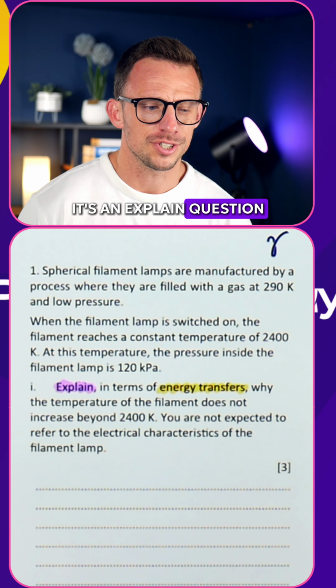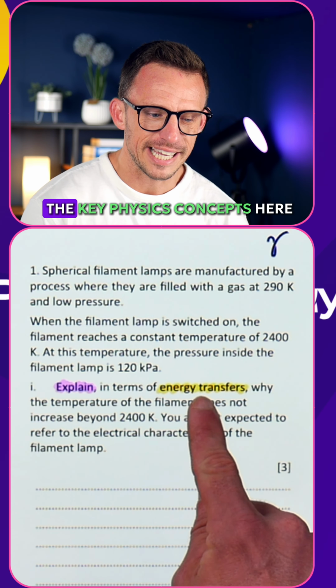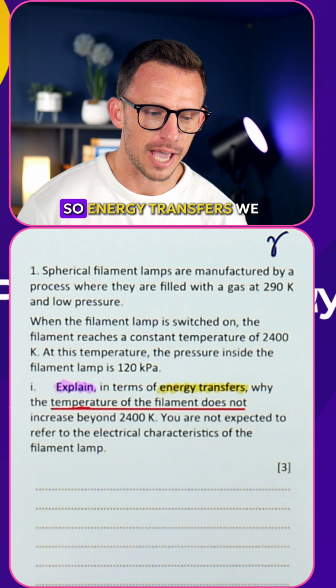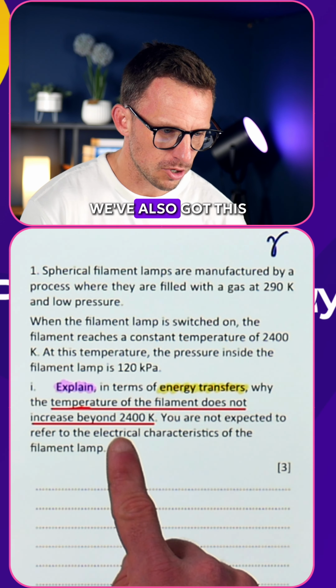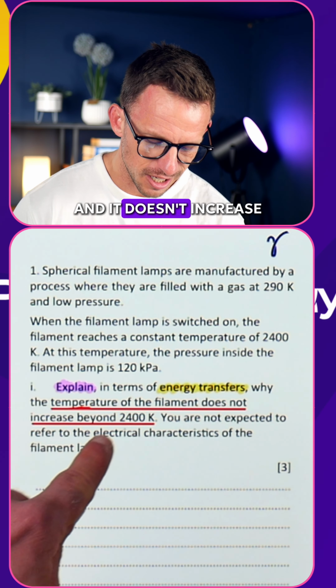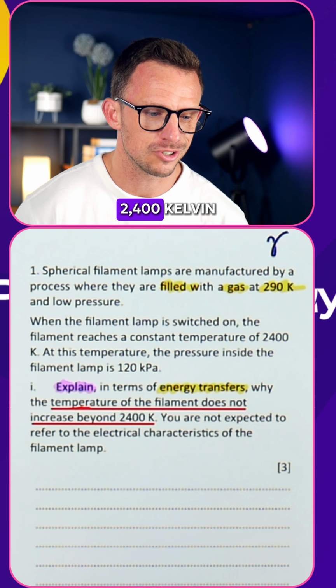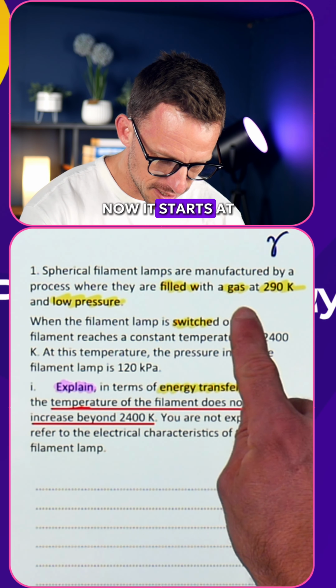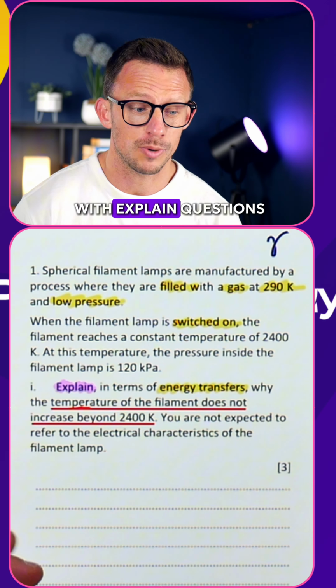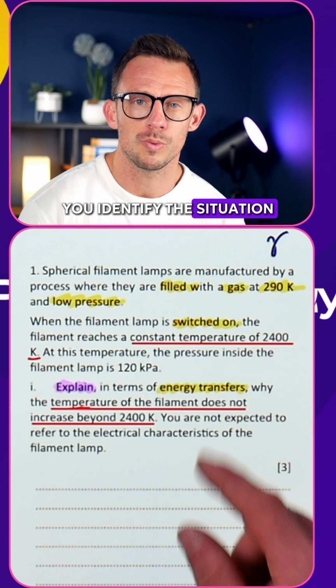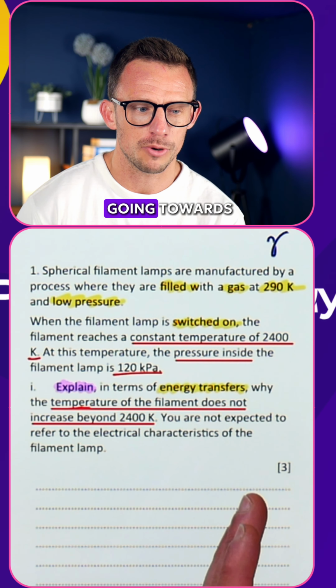It's an explain question. So once we've highlighted the key physics concepts here, so energy transfers, we now know what we actually need to talk about. We've also got the temperature of the filament, and it doesn't increase beyond 2400 Kelvin. Now, it starts at a temperature of 290. So these are the key parts with explain questions. You identify the situation before and where we're going towards.